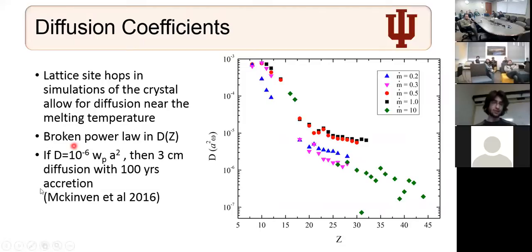And Andrew Cumming comments in this McKinven et al. 2016 paper that this diffusion rate of 10 to the minus 6 can give you about 3 centimeters of diffusion while you're still at the top of the crust if you wait about 100 years. So remember how I mentioned that layers could form if the liquid also crystallizes later. If these layers are about 3 centimeters thick, they could get washed out just by diffusion in the crystal. And potentially, with an order of magnitude variation in diffusion coefficients, there's a lot more to explore on this problem.